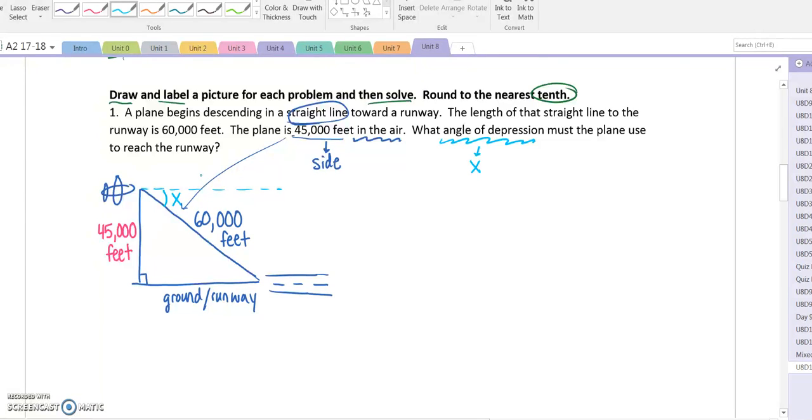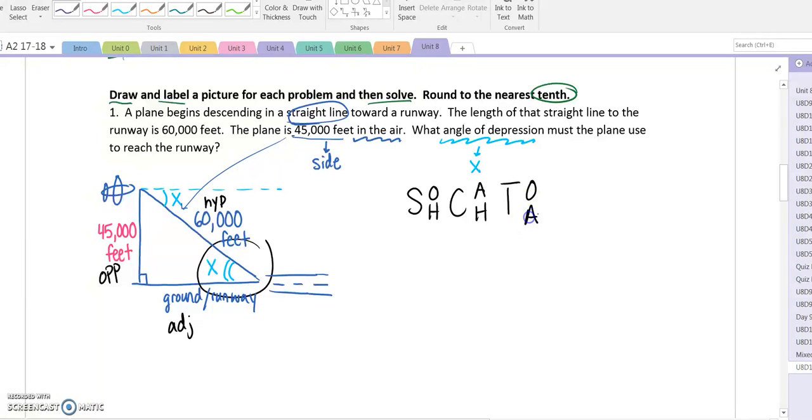So remember, angle of depression is equal to the angle of elevation, so we're going to just relabel it as this angle down here in the bottom. And now this should be a triangle that we are somewhat familiar with, and we should be able to solve it the same way we've been solving before. We're going to circle our reference angle. I'm going to label opposite, hypotenuse, and adjacent. And then using SOHCAHTOA, I should be able to set up a trig equation and solve.